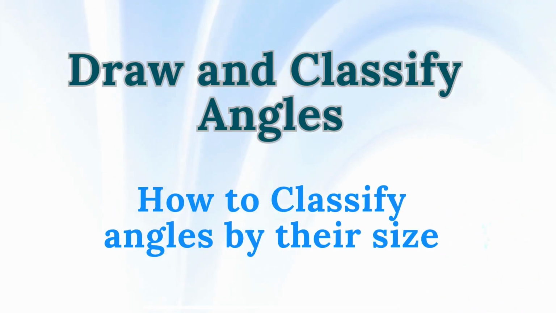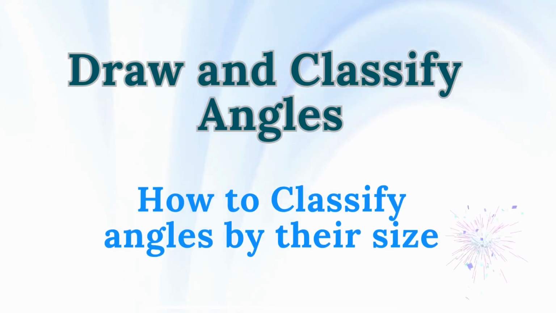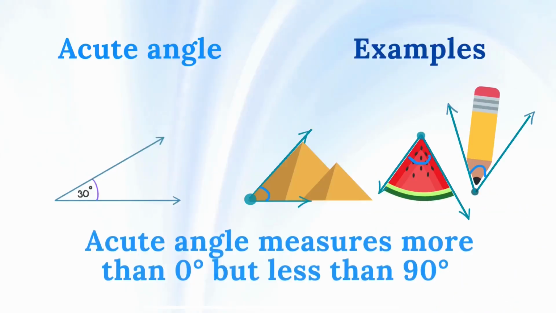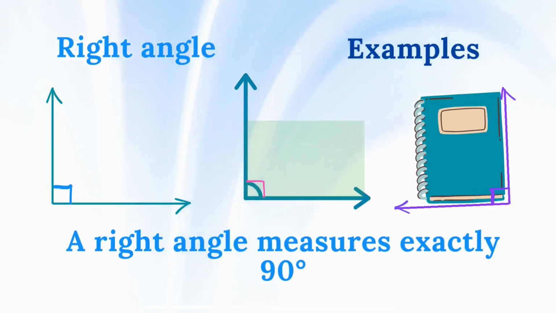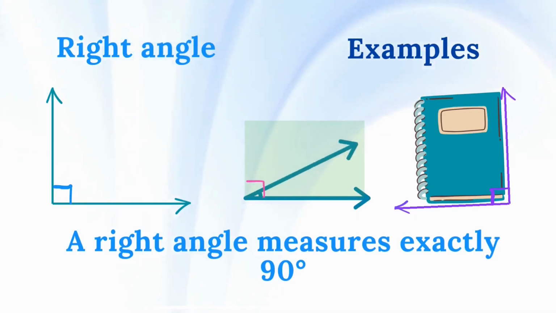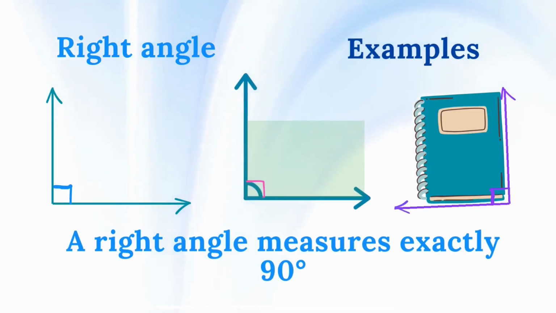Classify angles. Now let's learn how to classify angles by their size. When an angle measures more than 0 degrees but less than 90 degrees, it's called an acute angle. These are small, sharp angles, like the tip of a pencil. When an angle measures exactly 90 degrees, it's called a right angle. You've seen this before. It's the corner of a rectangle or a book.